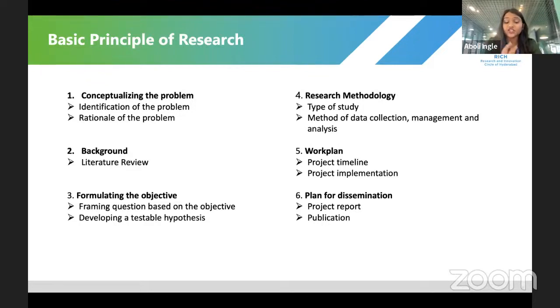And then rationalizing this problem. So then we have to think, if we solve this problem, what are the benefits? If this problem is solved, whether the society will benefit. So that's how conceptualizing the problem happens. We make certain assumptions that XYZ might be a problem. Then according to us, yes, it is an important problem. If we solve this, then a certain group or certain population can benefit from it.